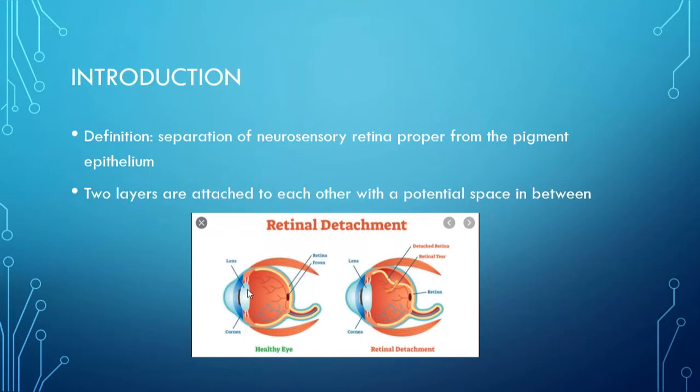Here we are looking at the normal retina in a healthy eye. Whereas when retinal detachment occurs, the neurosensory retina proper gets separated from the underlying pigment epithelium.